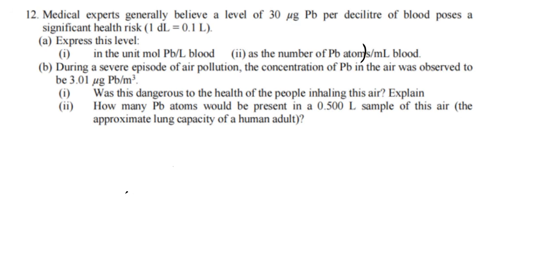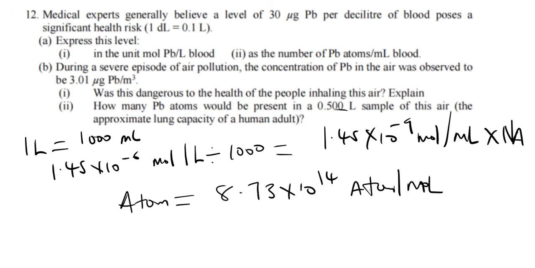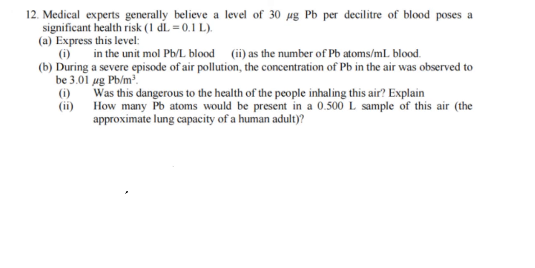Then we come to: during a severe episode of air pollution, the concentration of lead in the air was observed to be a given value. Was this dangerous to the health of the people inhaling this air? Explain. If we're going to compare to the threshold, whether it was dangerous, let me just check. Maybe we're going to use what we wrote, 8.73. Okay, so let's look at B.